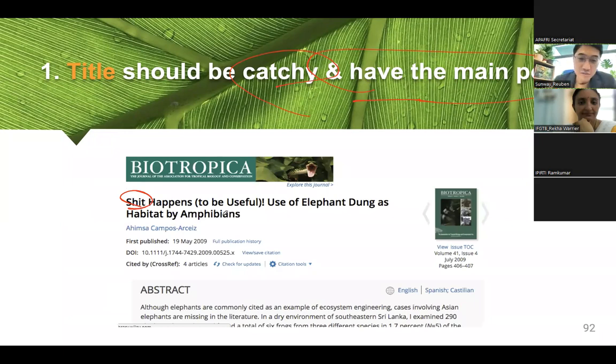Shit happens to be useful. The use of elephant dung as habitat by amphibians. So again, it's really catching the author's eye. You want to set your paper apart from others using words like that. It is possible in science.